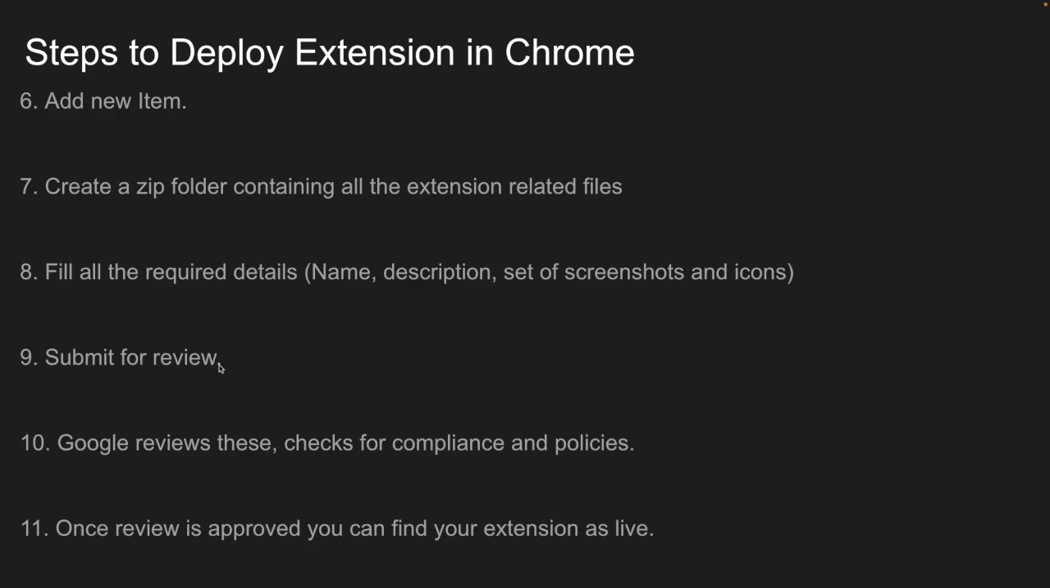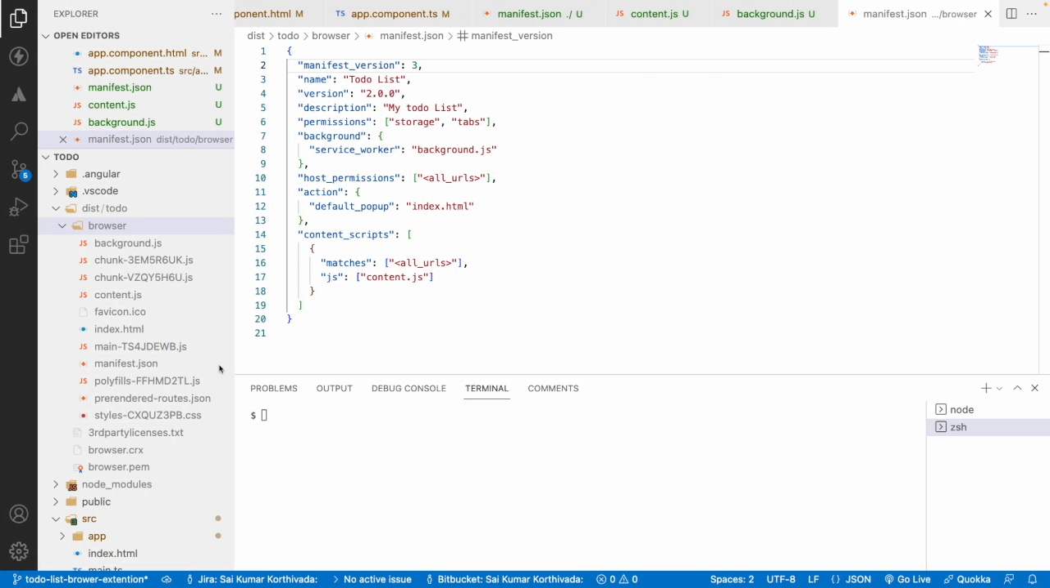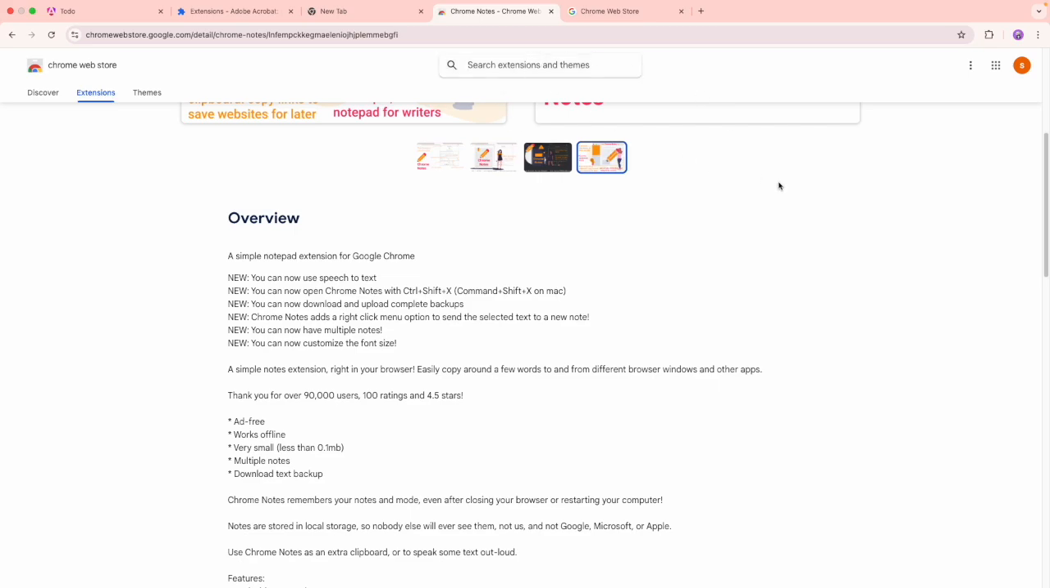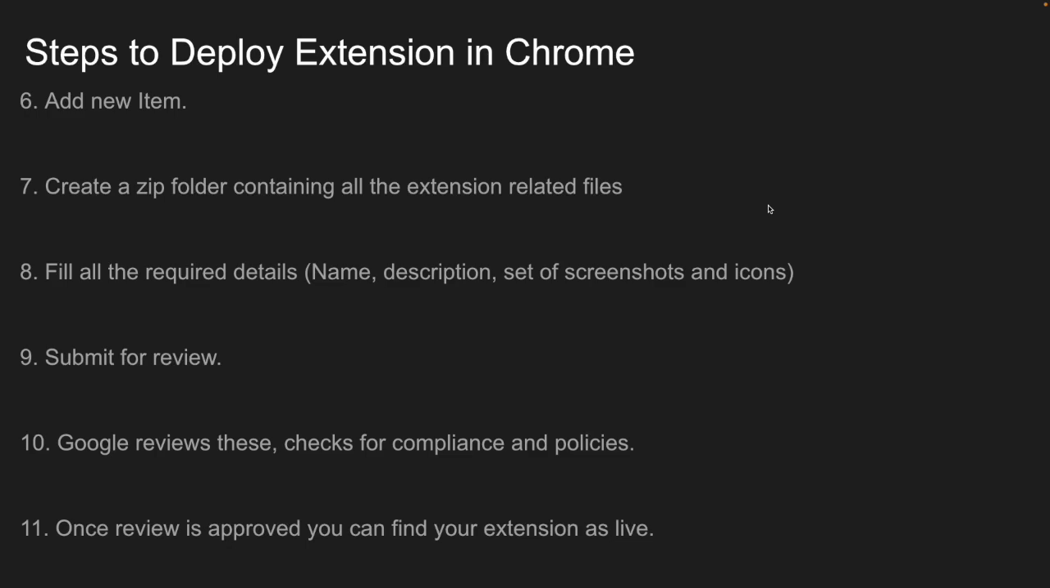Now this will be on hold. It will not be live until Google reviews it. Once you submit for review, it goes to the Google team, who will check for compliance and policies. If you are using any violating code or extensions, it may be rejected. But once it is approved, you can find that extension live. That means you can search for your extension here and add it to any browser. It is not in developer mode, it will be in production mode. So that's how you can build your extensions in Chrome and make them live.